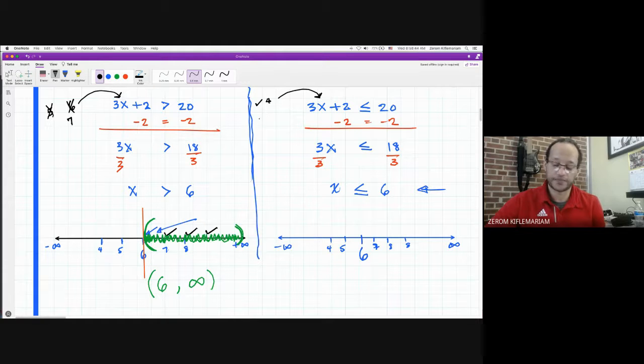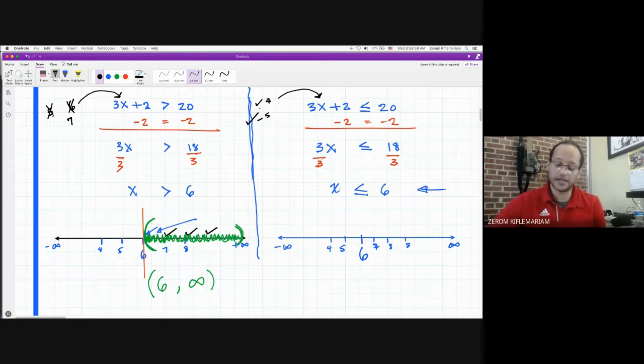If I say negative 5, 3 times negative 5 would be negative 15. Negative 15 plus 2 would be negative 13. Is negative 13 less than or equal to 20? Yes, it is less than. So this is also acceptable.